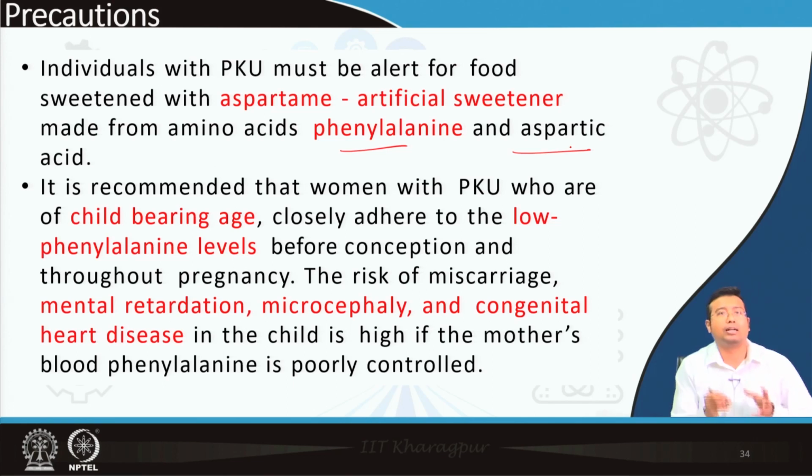And very important, if a woman is suffering from phenylketonuria and she is of childbearing age, she should closely adhere to diets that are low in phenylalanine. If excess phenylalanine is produced, that will again lead to the formation of toxic compounds, and that will increase the risk of miscarriage, mental retardation of the fetus, microcephaly and congenital heart disease. So, throughout the pregnancy, the blood level of phenylalanine needs to be strictly monitored.